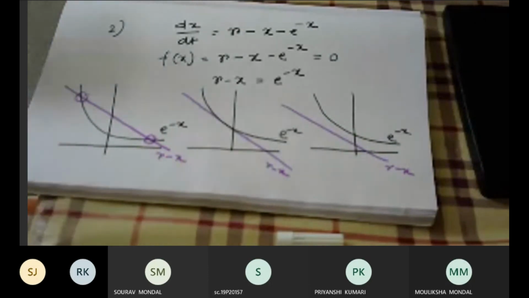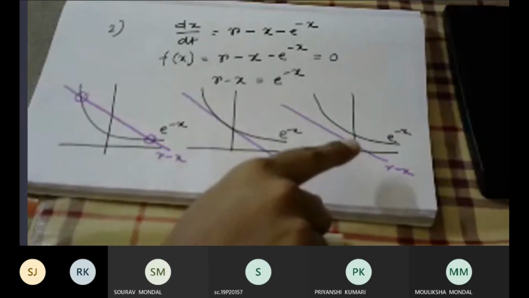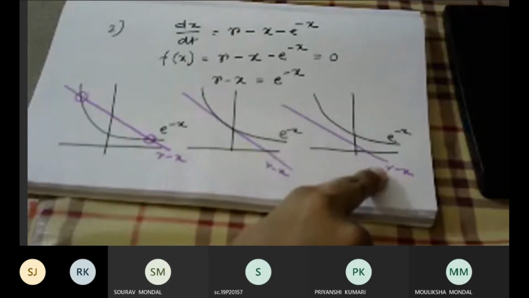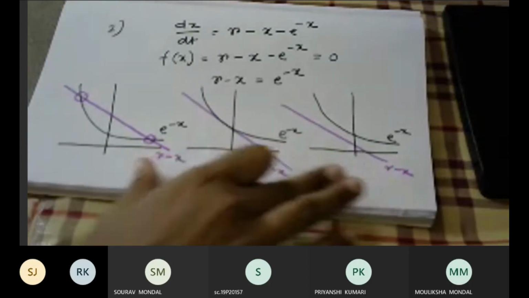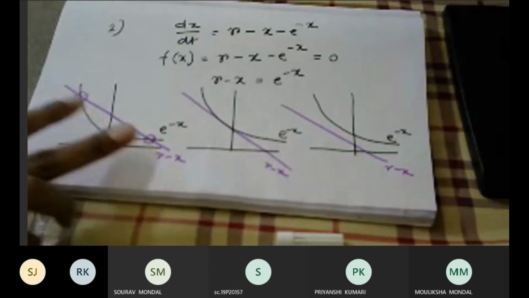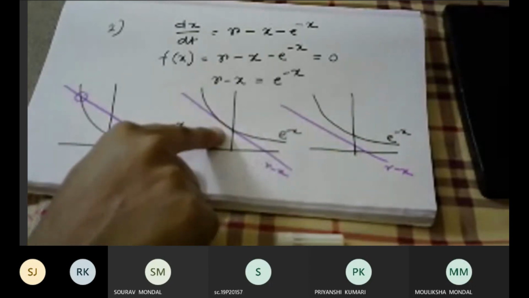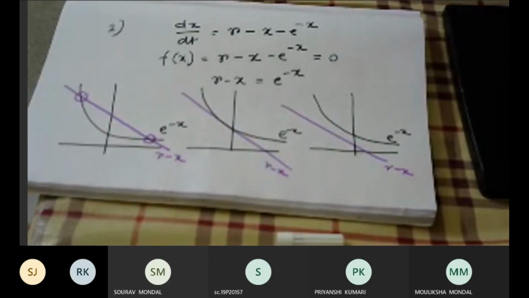But the point that I want to highlight here is that we can have different values of r, and you can have a set of parallel lines which either intersect the e to the power minus x curve at two points, or do not intersect it at all, or just touch it tangentially.